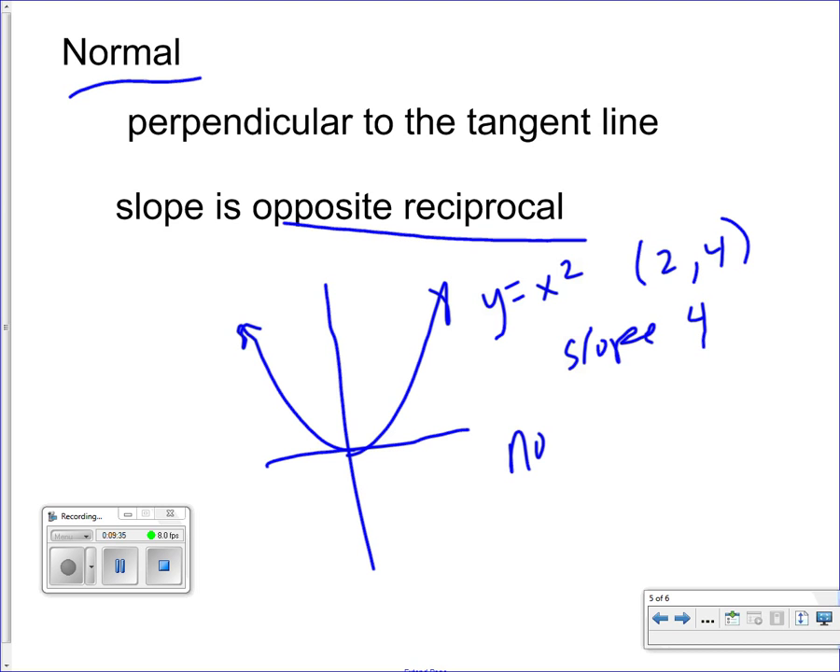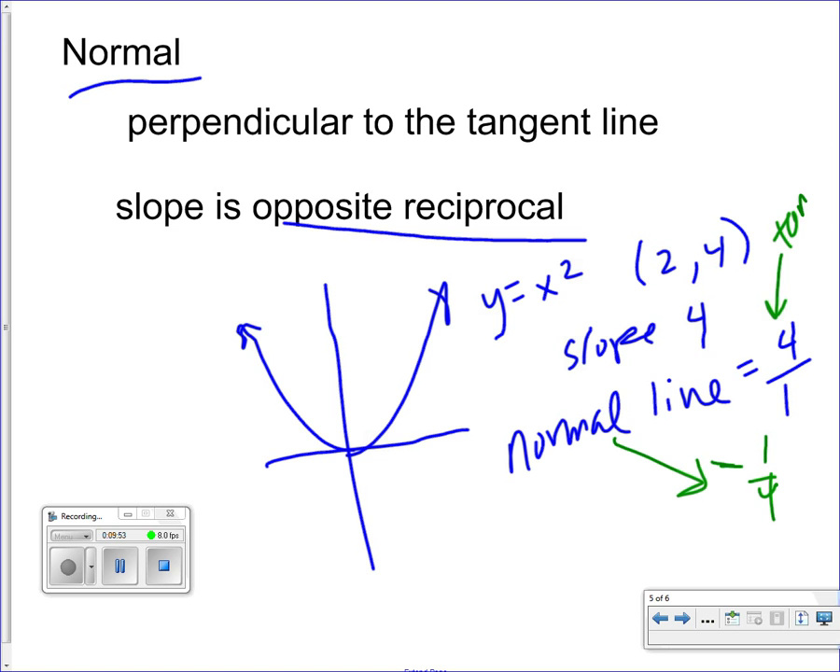If we want the normal line, we're just going to take this original slope. I'm going to imagine it's a fraction, 4 over 1, and it's a positive. So it's going to be negative 1 over 4. So that's the normal line, negative 1 over 4. The tangent line is 4. And those two are perpendicular.